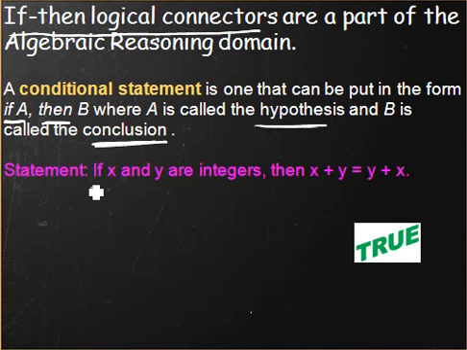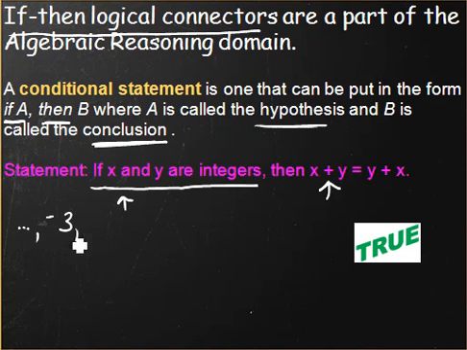Therefore, if we look at the statement, if x and y are integers, which is our hypothesis, we want to know the validity of the conclusion, then x plus y is the same as y plus x. The first thing we will look at is our hypothesis. Looking at the set of integers, if we recall, the integers are our set of positive and negative whole numbers including 0. So our statement says that if we pick any two integers, we want to know if x plus y is the same as y plus x.